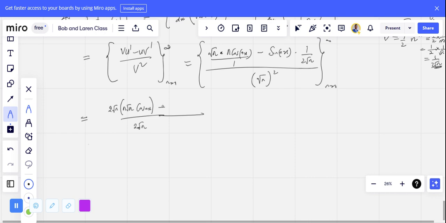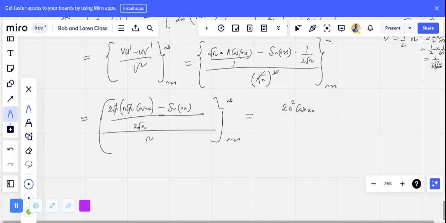Then minus, if this cancels this, I'll be left with just sine nx, right? Then I'm still having everything divided by, square cancels square root, so I'm left with just n here. I still have my sum from n equals 1 to infinity. Now root n times root n is just n, right? n times n is n squared, so I'll be left with 2n squared there, then cos nx, then minus sine nx, then divided by 2 root n.